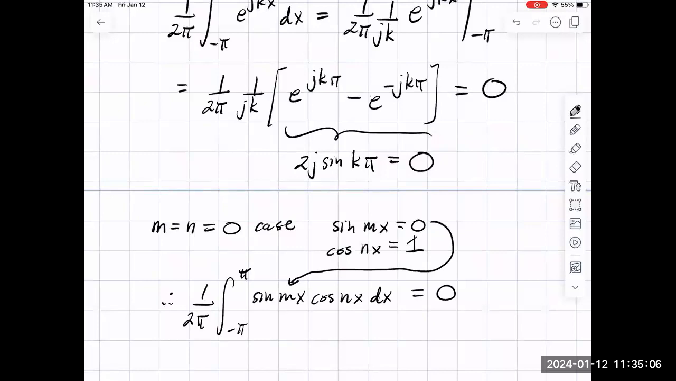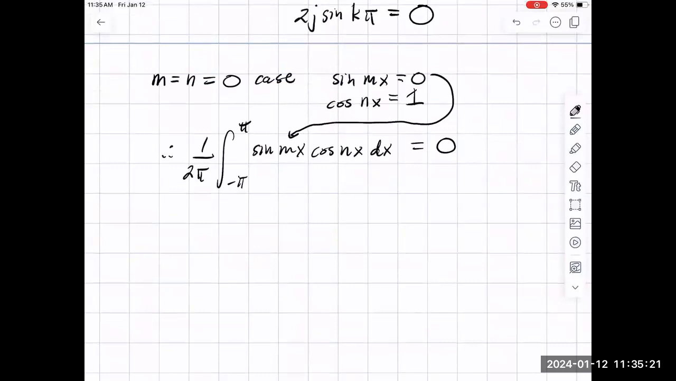Okay, so we've considered 2 cases. Now the remaining case is m is equal to n, but they're not equal to 0. If we consider that case, then we've considered all possibilities. So the m is equal to n, but not equal to 0 case.